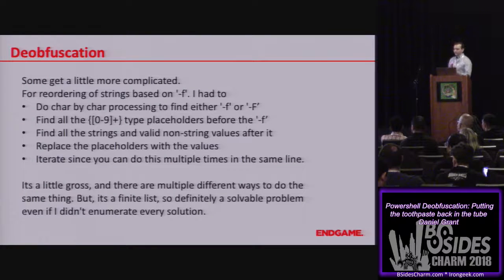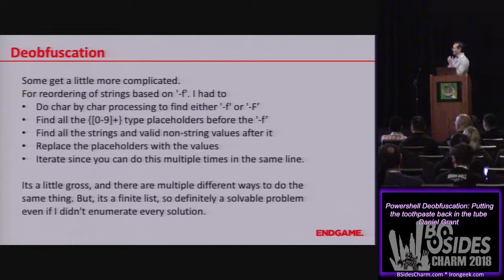The reordering thing that I talked about, where you have all the braced numbers and then -f and then a bunch of strings that get reordered. To do that, I found the best way was to do character-by-character processing to find that hook, -f or -F, and find all the placeholders before it, find all the strings and valid non-string values after it, replace them, then iterate. Because you can do this multiple times on a line, and it just looks super gross.